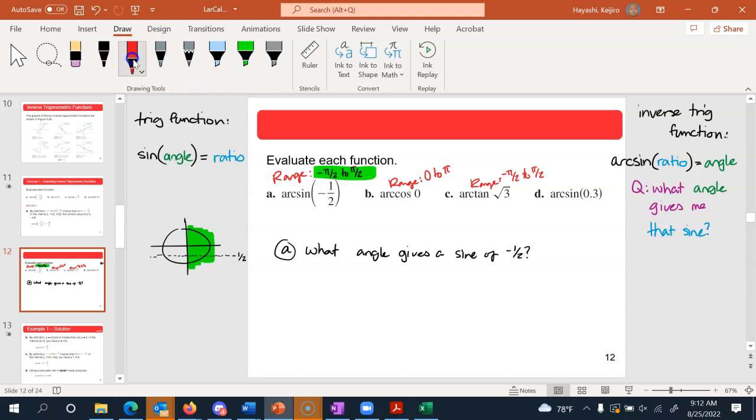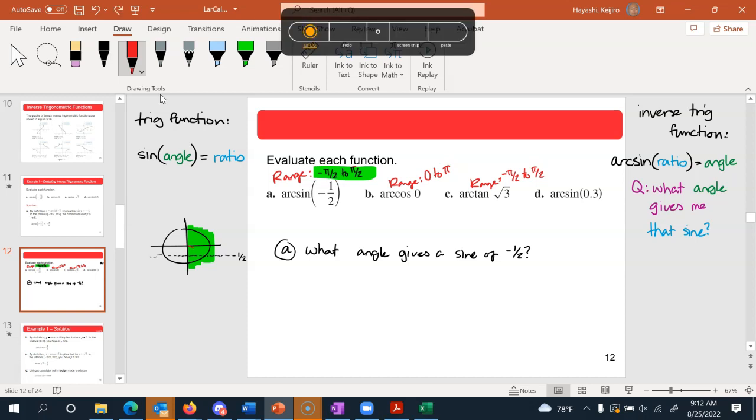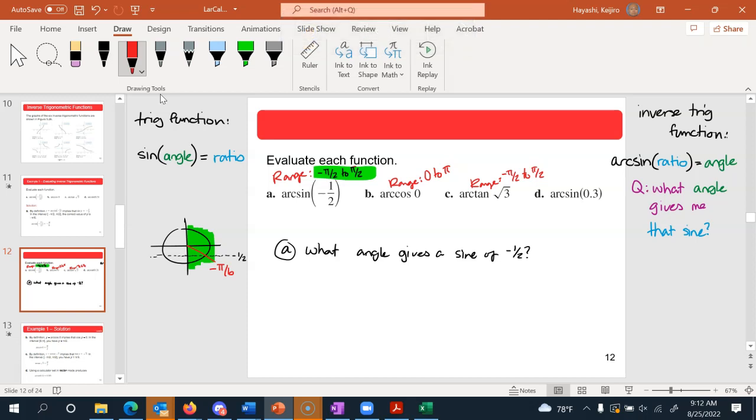Okay. And the reason 11 pi over 6 doesn't work, even though it appears to be here, is because you actually have to go around all the way to get to 11 pi over 6. However, if you start at the angle 0 and go backwards, you'll find that the same angle is also called negative pi over 6. And that is within the range of the arcsine function. So the angle that gives this sine of negative 1/2 is negative pi over 6. And that's the only one within that range.